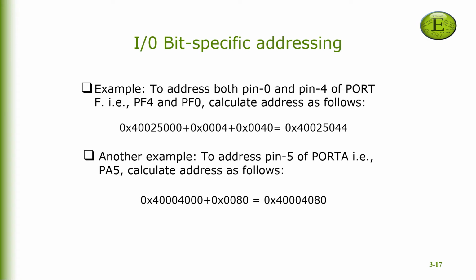Another example is that if we are just interested in addressing a single pin of port A, that is pin number 5, then we are going to add an offset. Again, this was taken from the table, hex 0080, to be added to the base address of port A, that is hex 4000400. The total is hex 4004080. And we're going to use this address to access pin number 5 on port A in our next program.